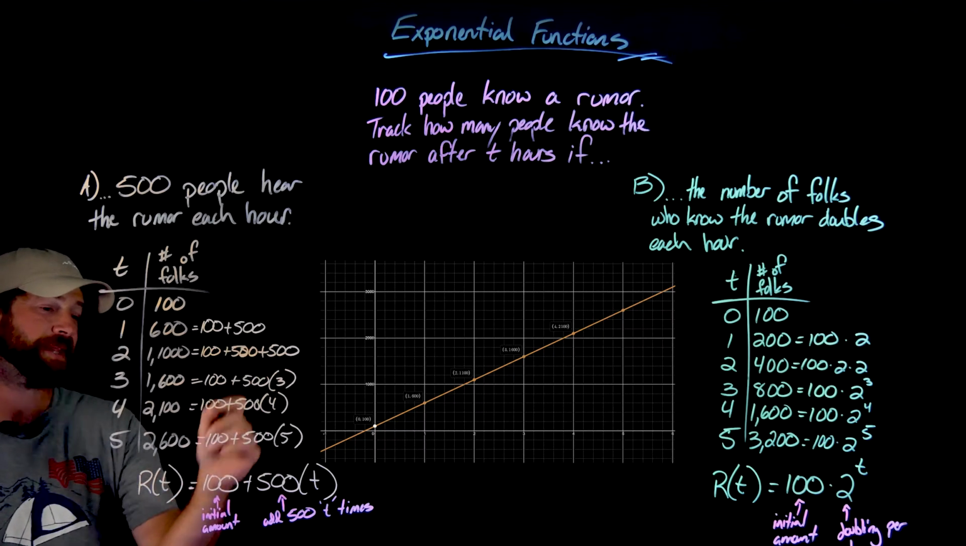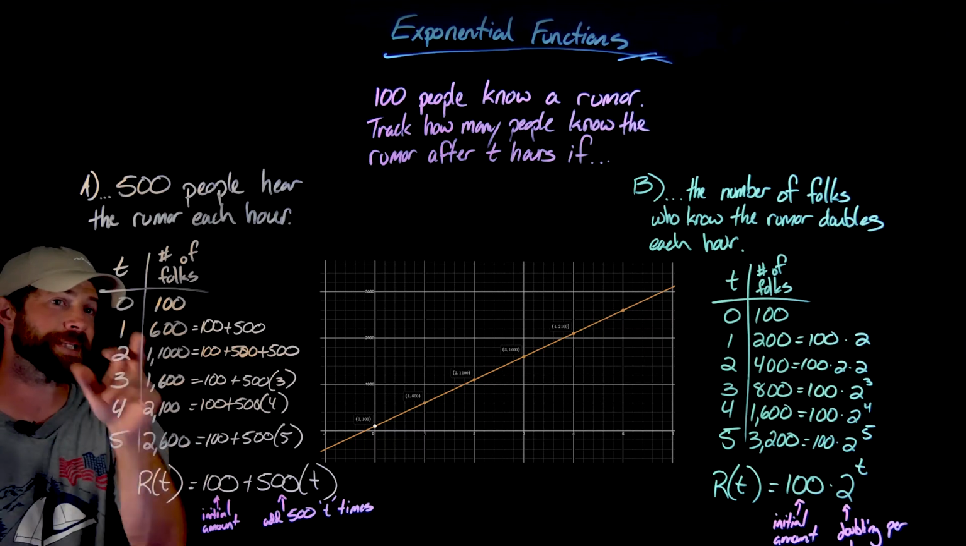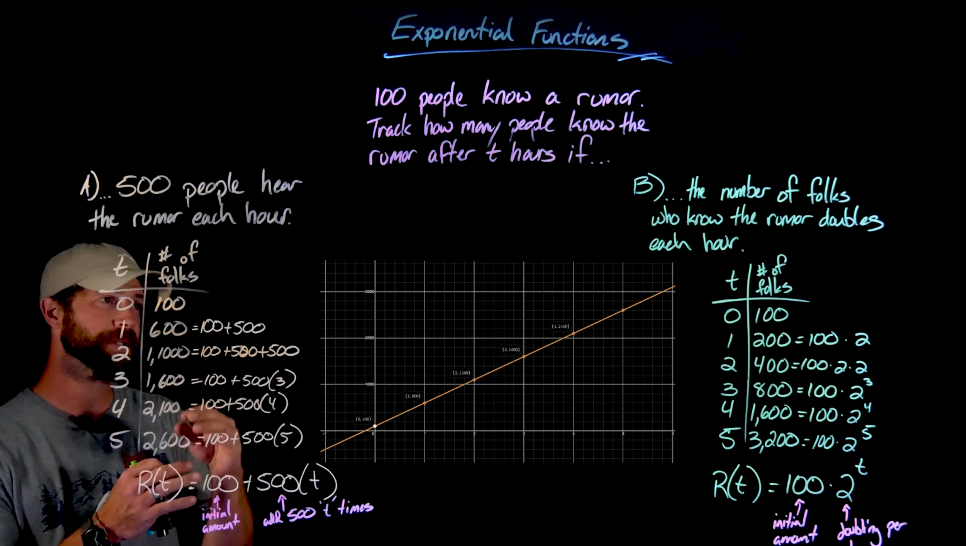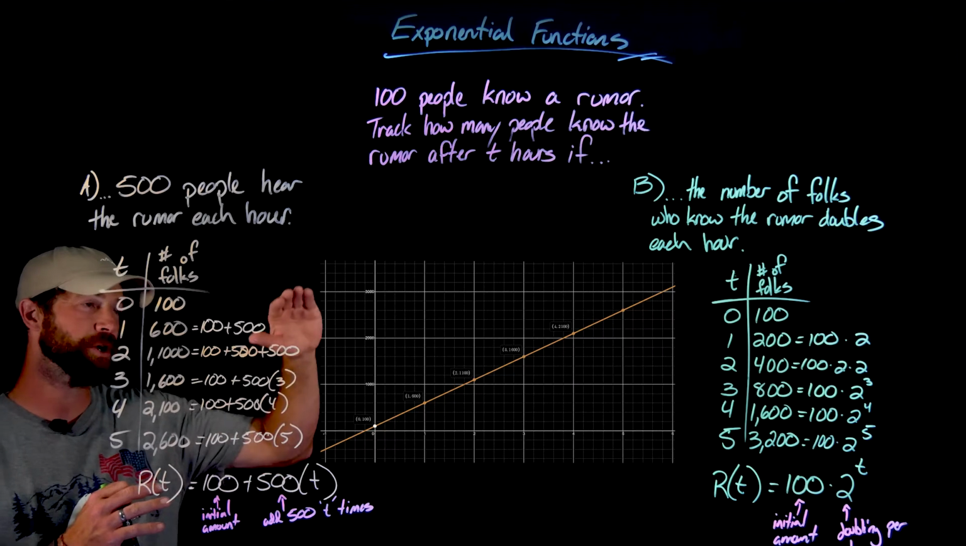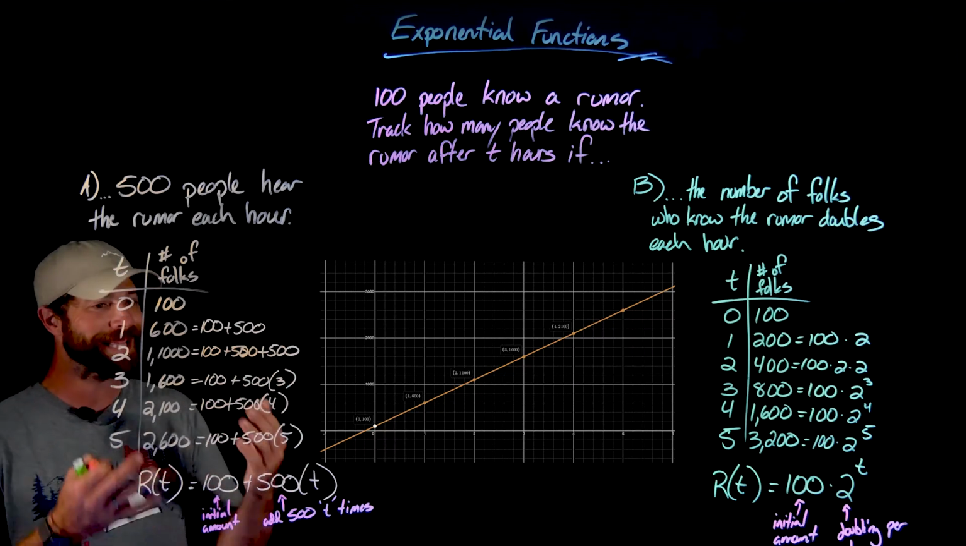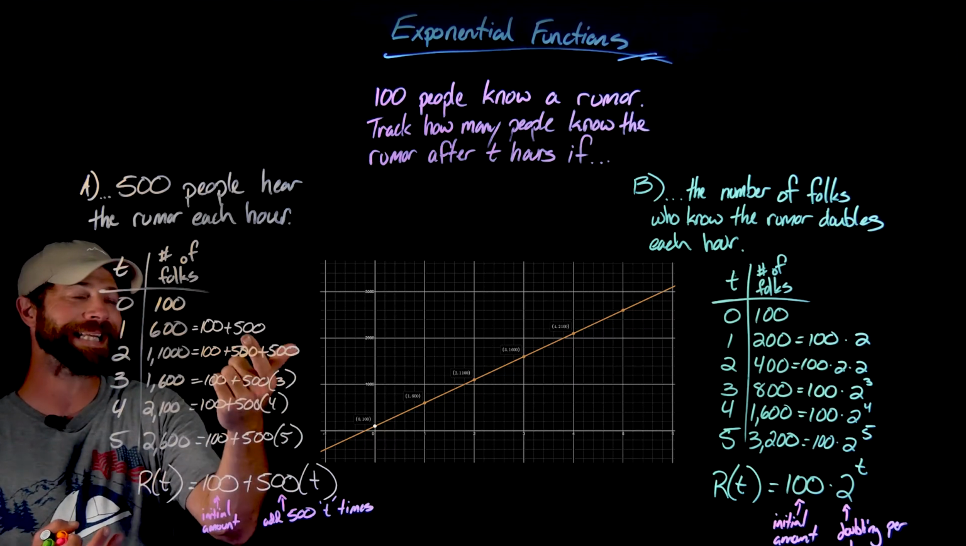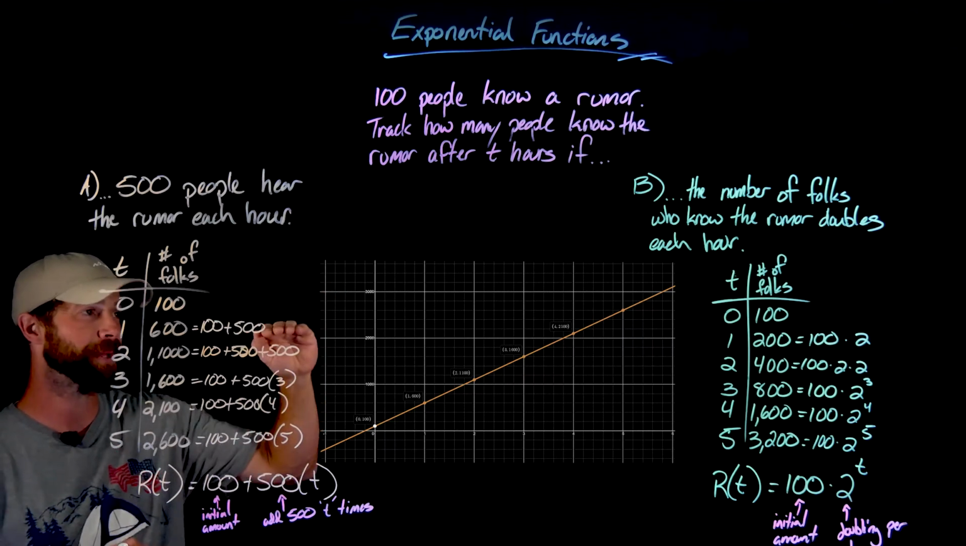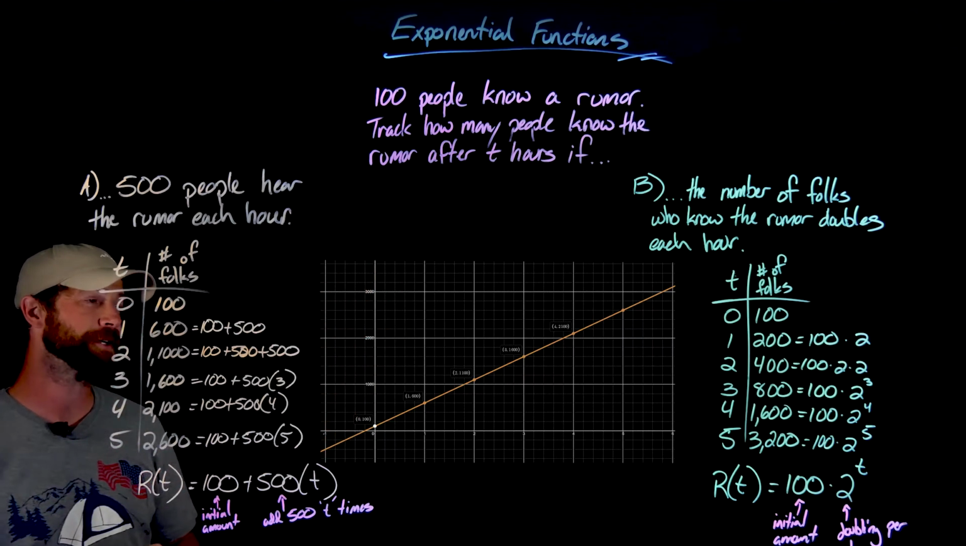We have identified this point at (0, 100). That's this initial condition, this initial state at 0 hours. And then we have this nice slope, or this nice straight line, and that comes from the fact that we're adding exactly the same thing every hour. It has this same slope, that every hour we're going up 500.